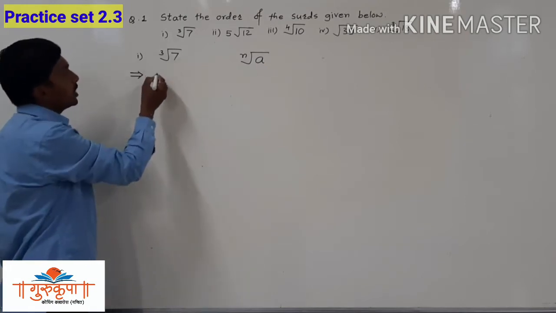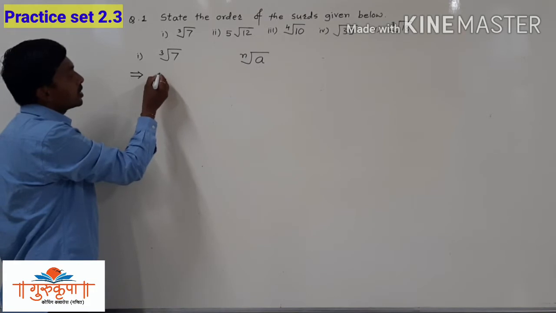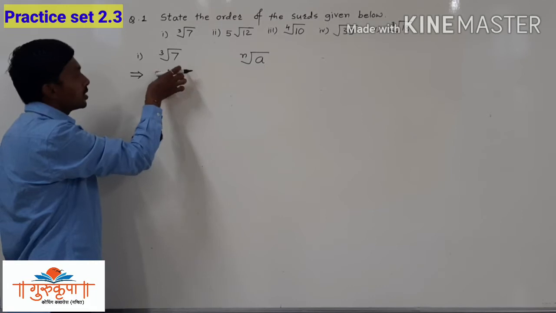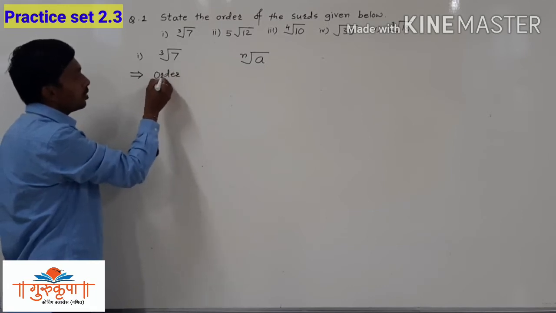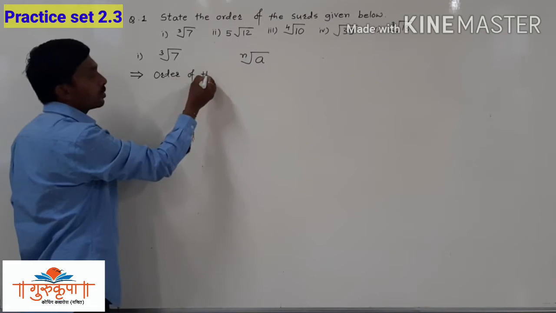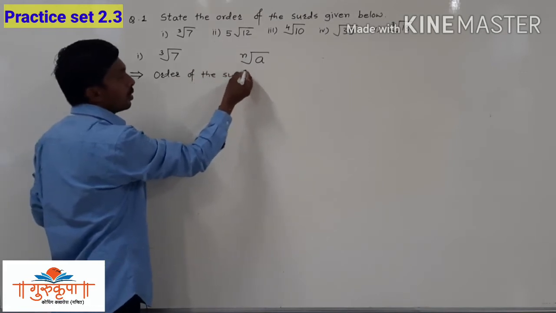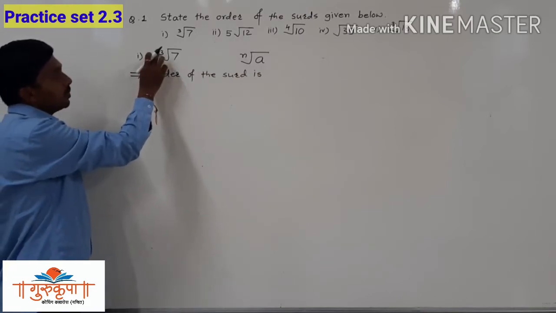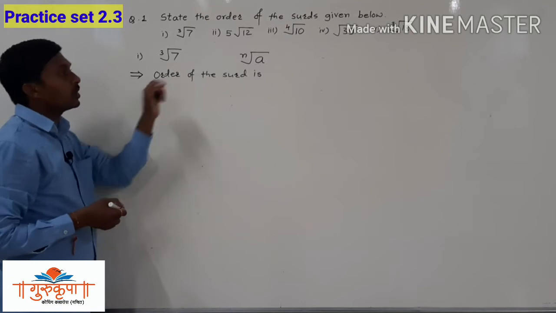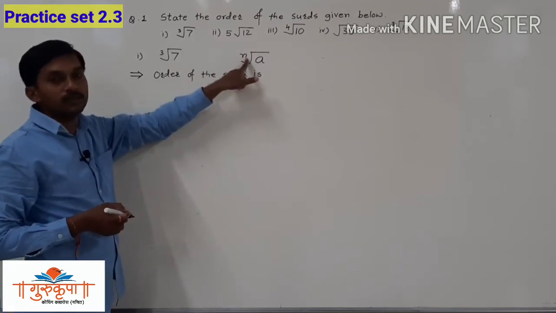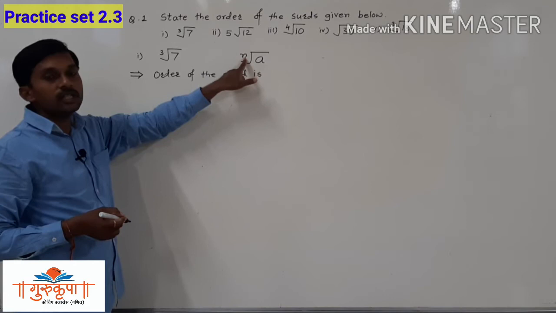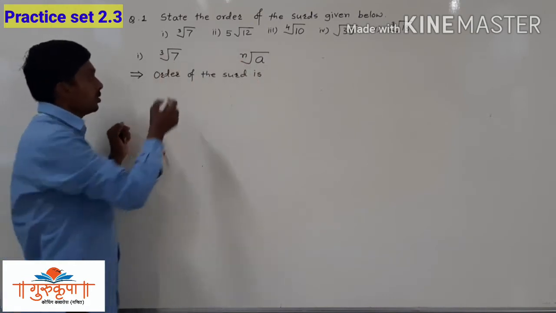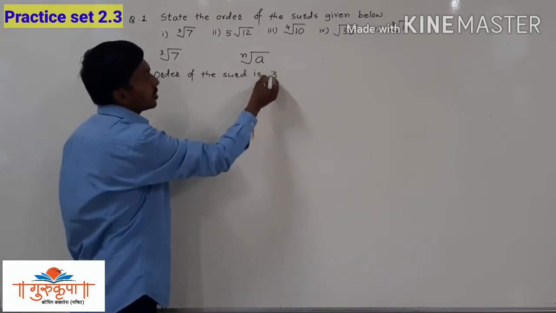In the first example, the order of the surd is, in place of n we have 3, and we know that n is always a positive integer greater than 1. So here in place of n we have 3, so we can write the order of the surd is 3.